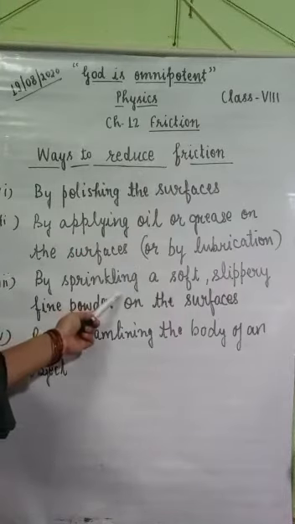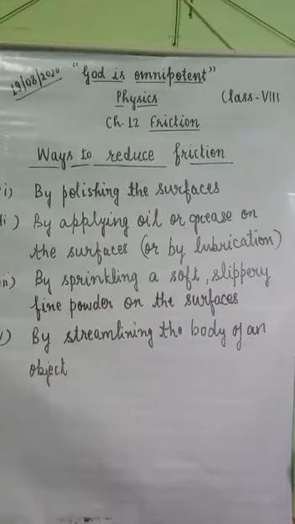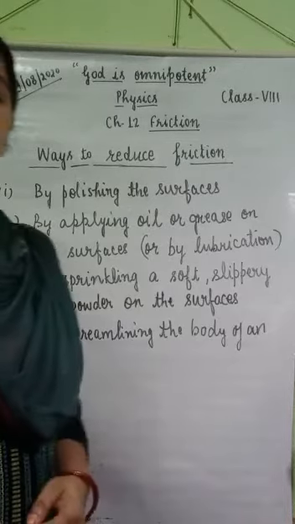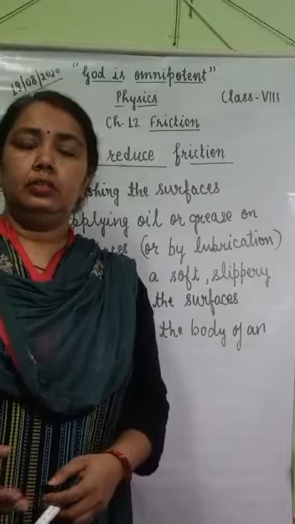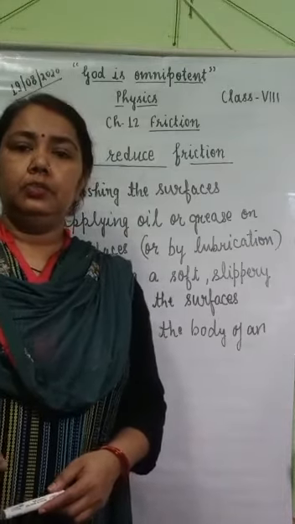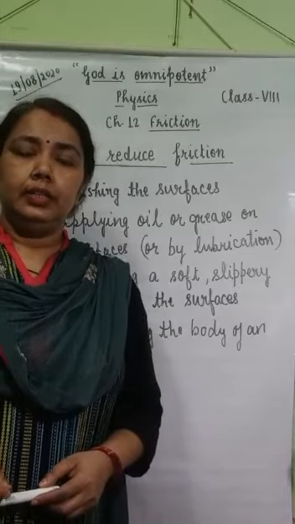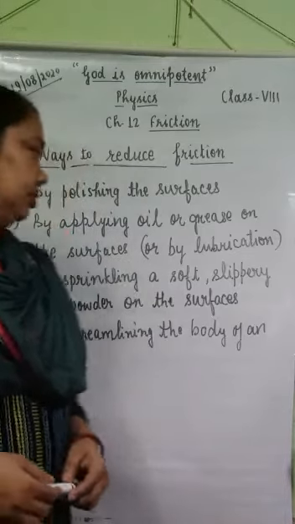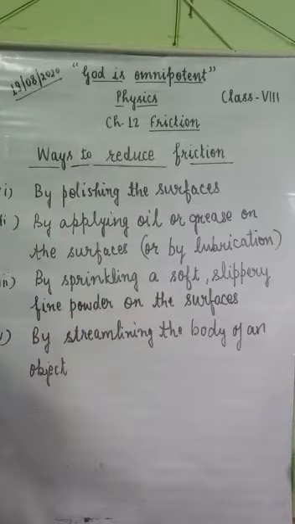By sprinkling a soft, slippery, fine powder on the surfaces. When you play carrom board, you have seen that when the striker on the carrom board does not move smoothly, you sprinkle talcum powder on it. So it reduces friction. So by sprinkling a soft, slippery, fine powder on the surface, we can reduce friction.